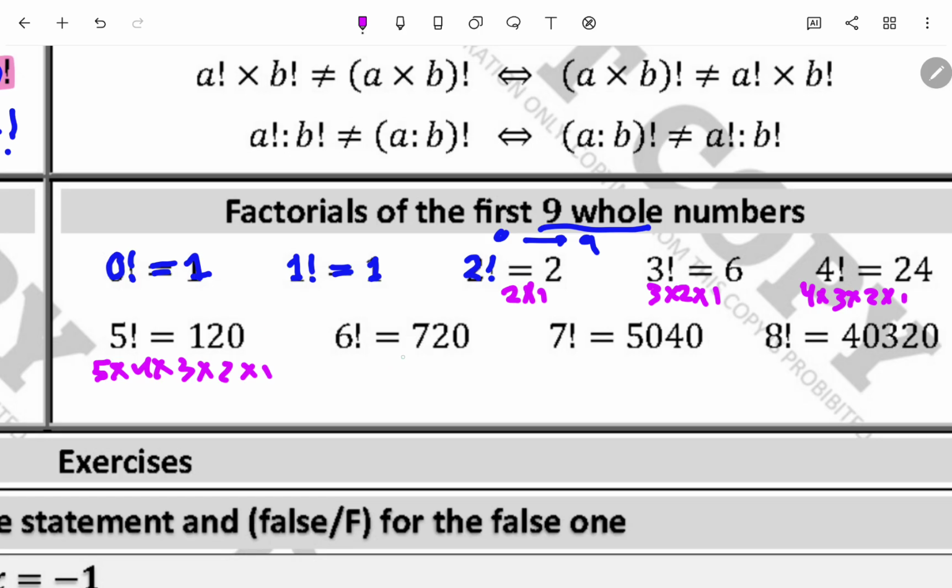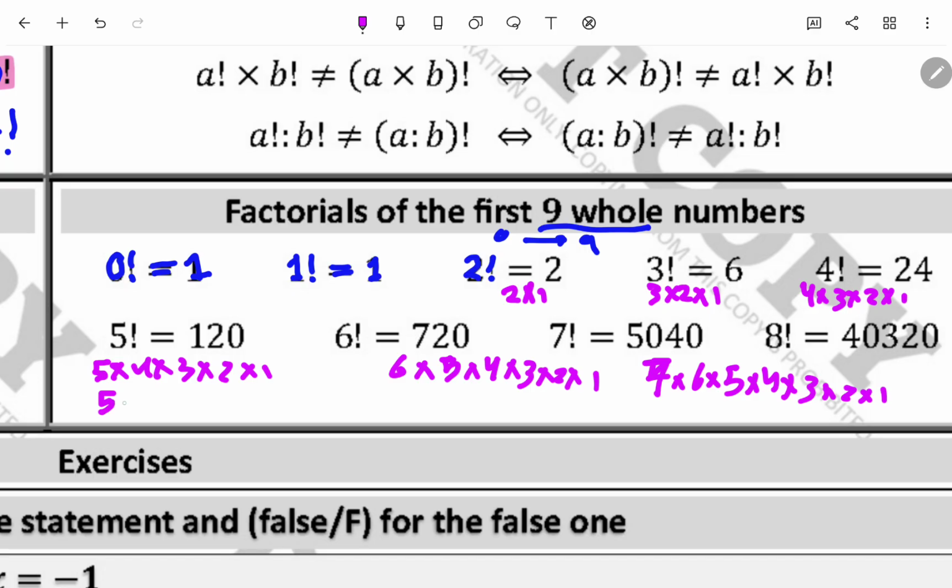6 factorial means 6 times 5 times 4 times 3 times 2 times 1, which is 720. 7 factorial means 7 multiplied by 6 by 5 by 4 by 3 by 2 by 1, and 8 factorial is similar. Or you can, for example, have 5 factorial by writing 5 times 4 factorial.